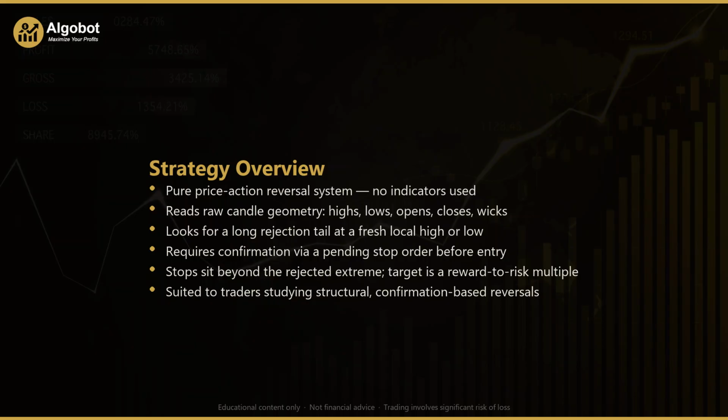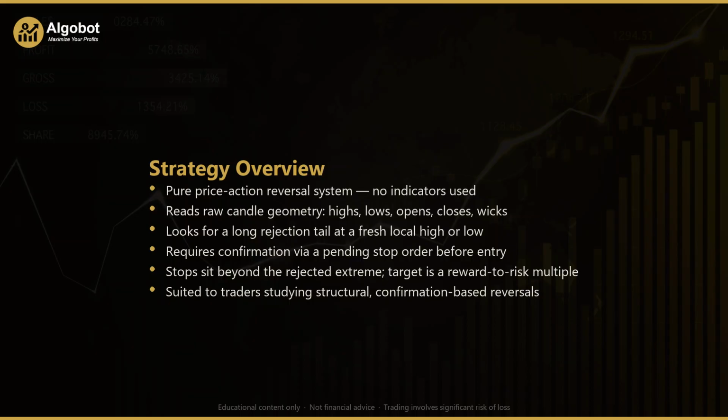Tail pivot reversal is built on a single, very old idea in price action. When a market pushes hard into a new local high or a new local low and is then immediately rejected, it often prints a candle with a long tail, sometimes called a wick, on the extreme side, and a small body that closes back away from that extreme. Traders call this a pin bar or a rejection bar. That tail is the visible footprint of an auction that ran out of buyers at a high or ran out of sellers at a low.